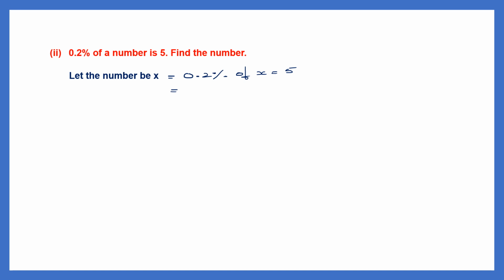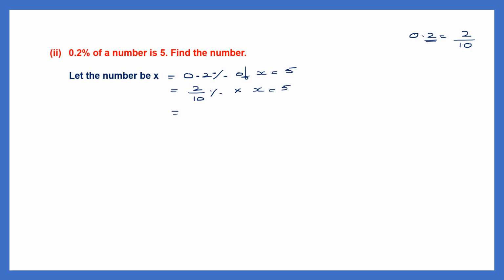So 0.2%. First, let's change 0.2 into a fraction. Okay, so first let's write it down. So this is 0.2. How do we make it a fraction? Ignore the point and write the number. It's 2. Now check how many decimal places there are. There's one decimal place, so 1 followed by 1 zero. So 2/10. 0.2 as a fraction is 2/10. So 2/10% of, which means multiplication, x is equal to 5.